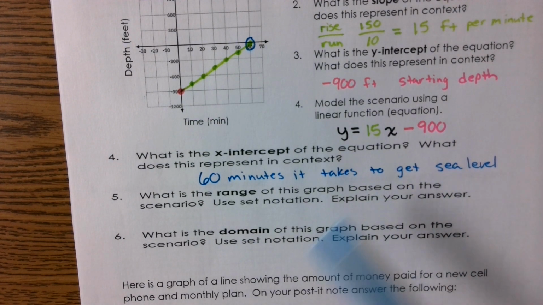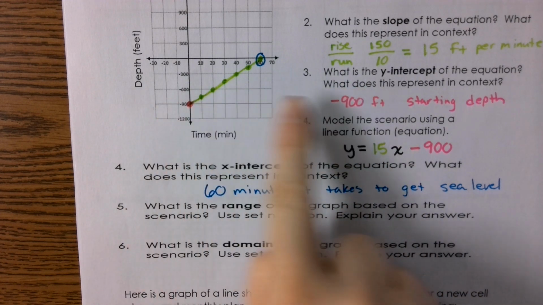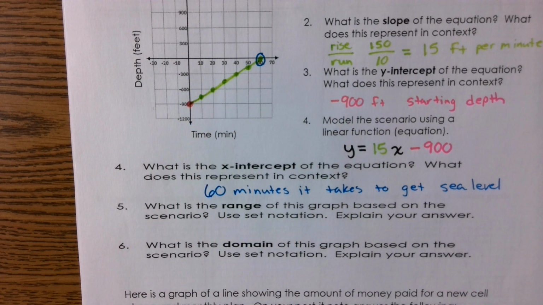Right? Our y-intercept was talking about depth because that's what our y value represents. Our y value represents the depth of the submarine. Our x-intercept represents our x values, which is the minutes that it's going to take for us to get to a certain level. Caleb, do you have a question?